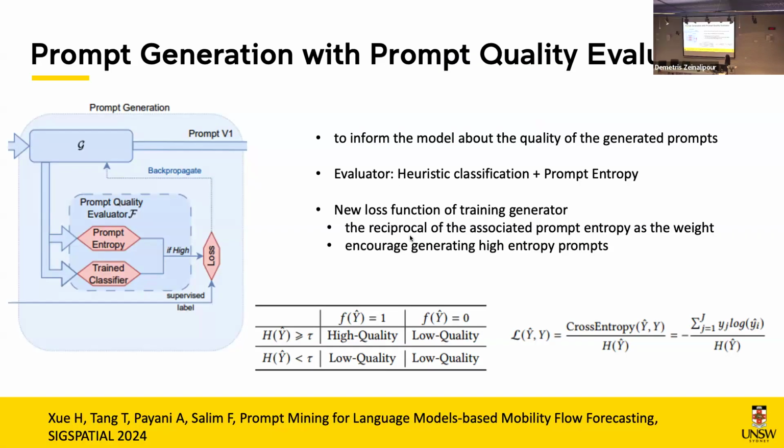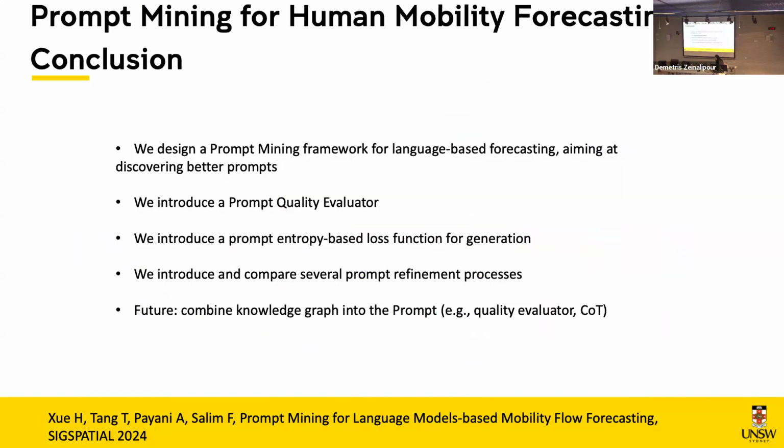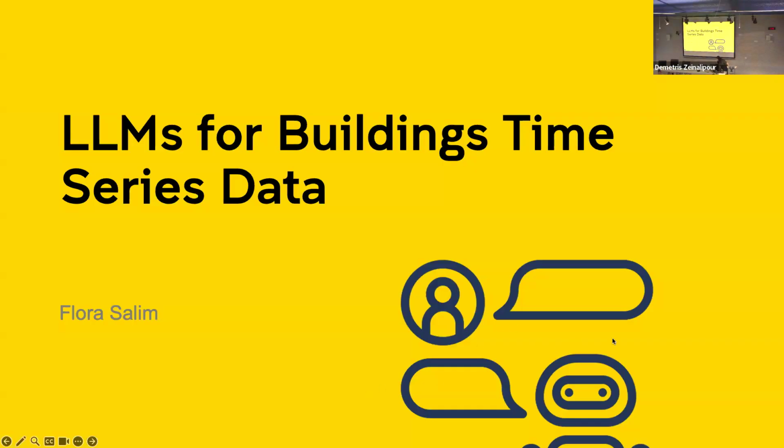And this was done very much to compute the entropy of both the text as well as the numerical data, and to basically improve the quality of the prompt. We have a way to measure the quality of the prompt. I'll skip that detail. Look, you can do that actually for energy data as well.